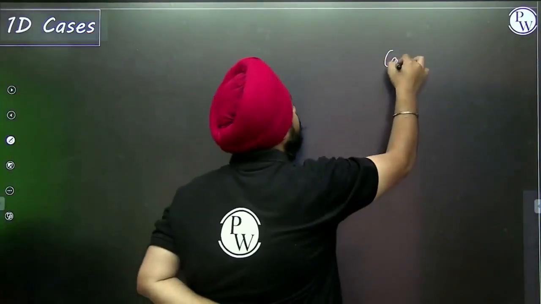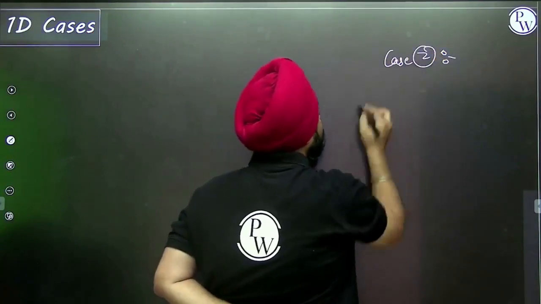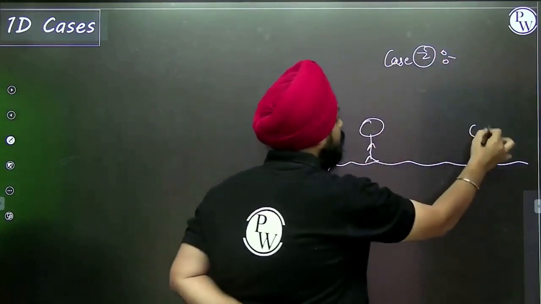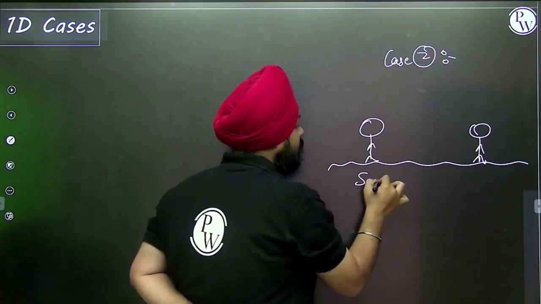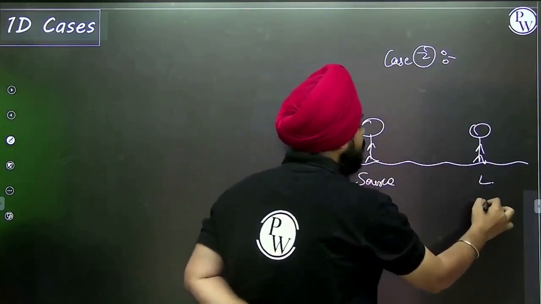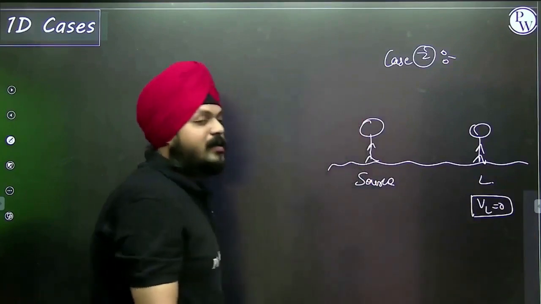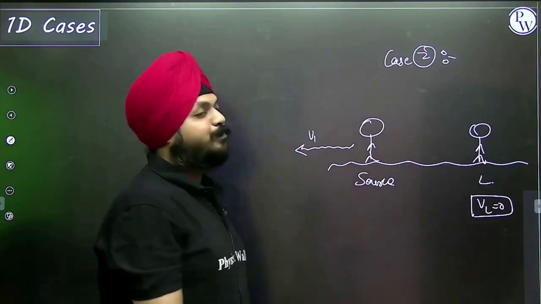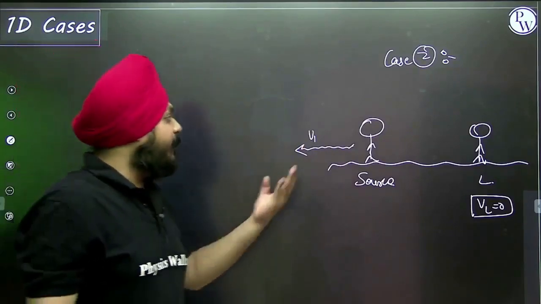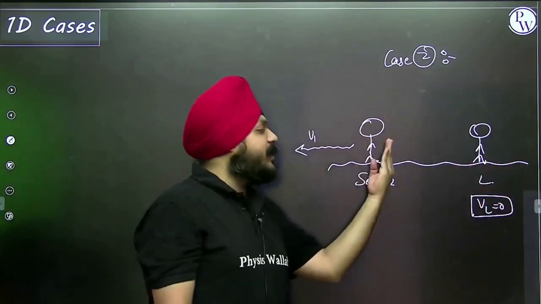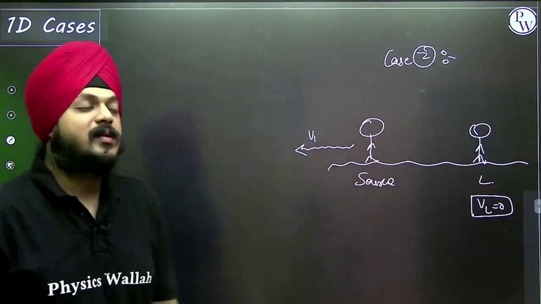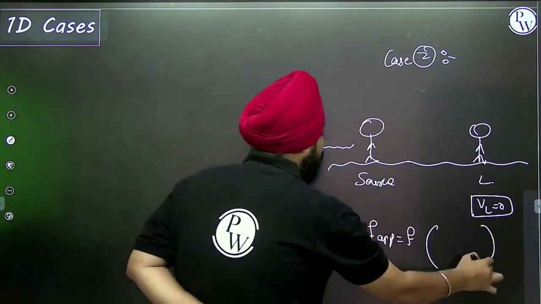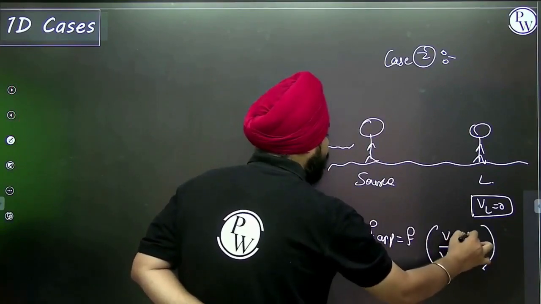Case 2. This is a source. This is a listener. Again, this listener is stationary, which means the velocity of the listener is zero. Now the source is moving away with the speed V1. In the previous case, the source was moving near to the listener. Now in this case, the source is moving away from the listener. What happens here to F apparent? The formula states it is F times V plus VL divided by V plus VS.